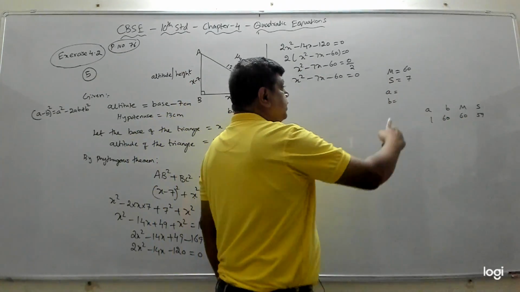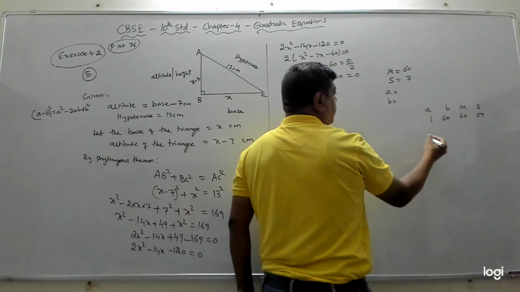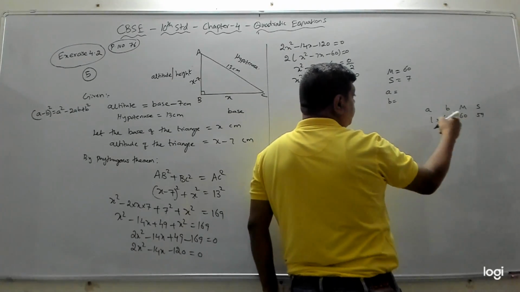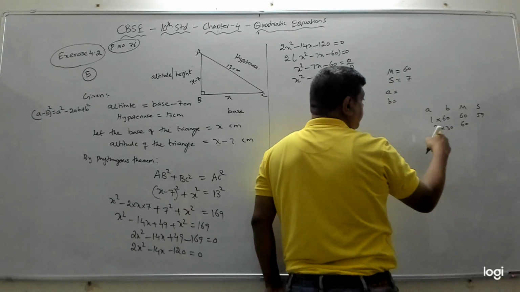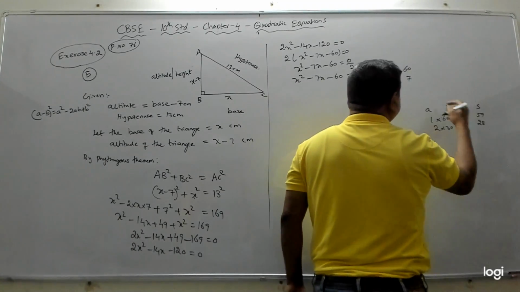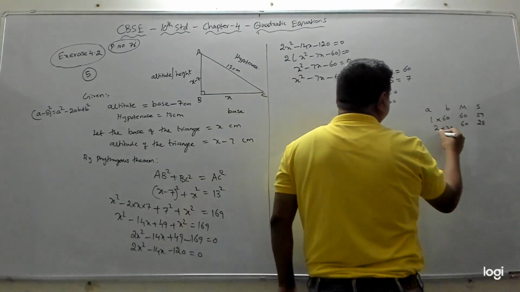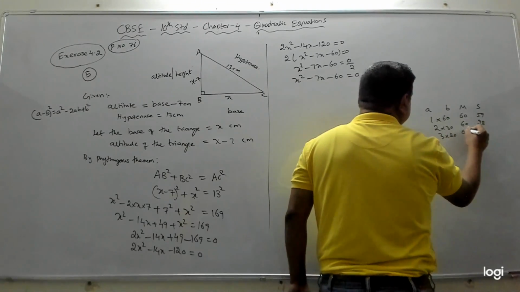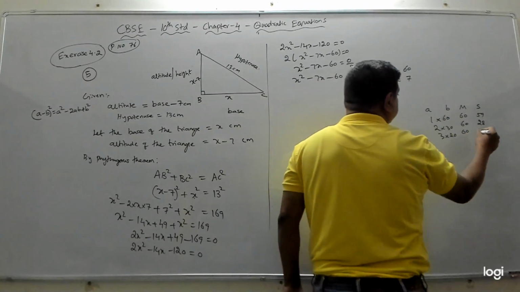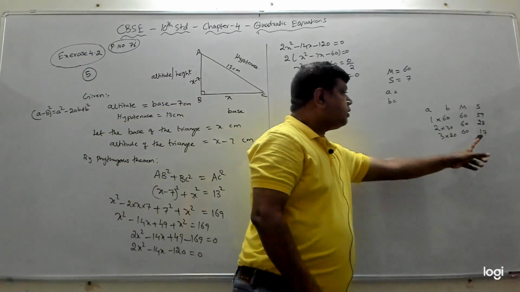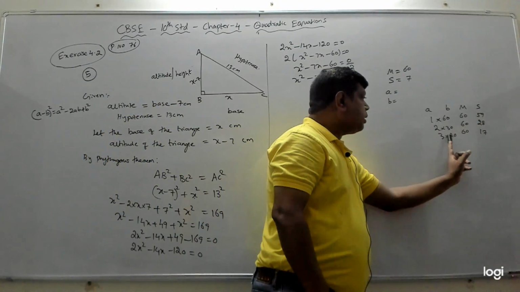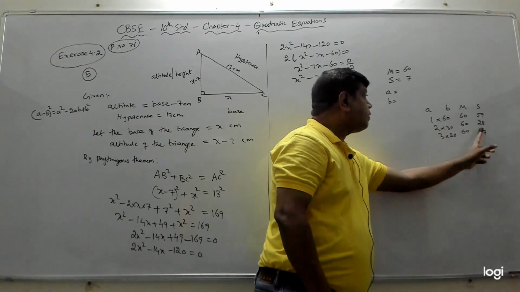But what we need is 7. So 1 into 60 will not work. Then 2 into 30, which is also 60. But what is 30 minus 2? 28. But we need to get 7. So 3 into 20 is also 60. What is 20 minus 3? 17. So this also will not work, because when I subtract, I get 17, but I should get 7.